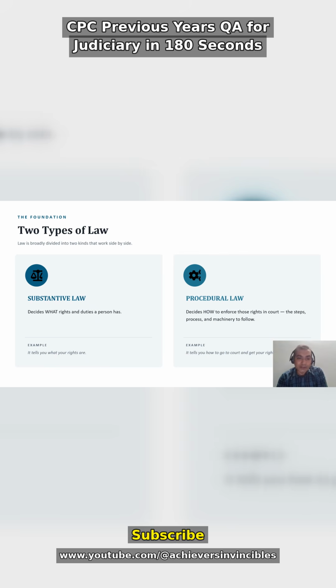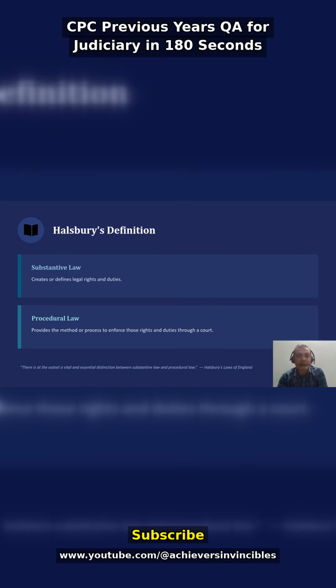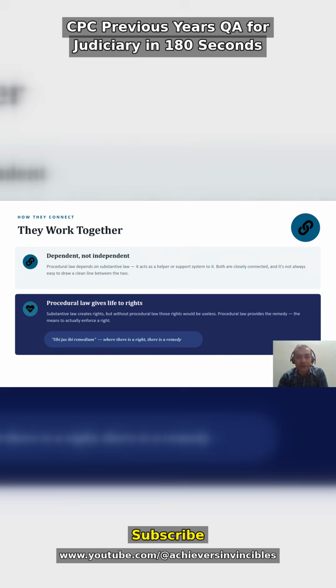The example for substantive law: it tells you what your rights are. The example for procedural law: it tells you how to go to the court and how to get your rights. Halsbury's definition says substantive law creates or defines legal rights and duties. For procedural law, Halsbury's definition says it provides the method or process to enforce those rights and duties through a court. There is at the outset a vital, essential distinction between substantive law and procedural law, according to Halsbury's.